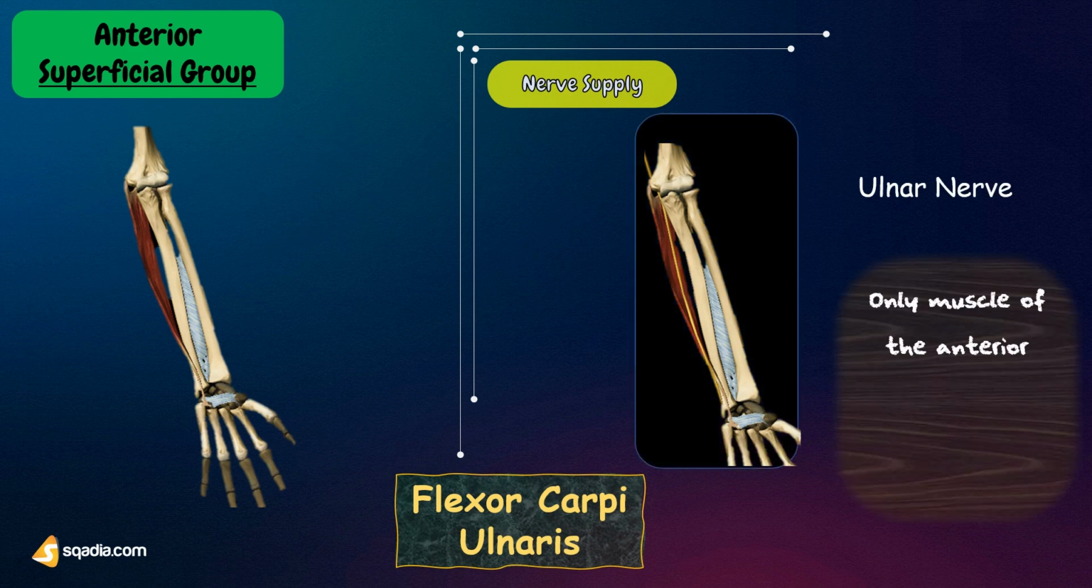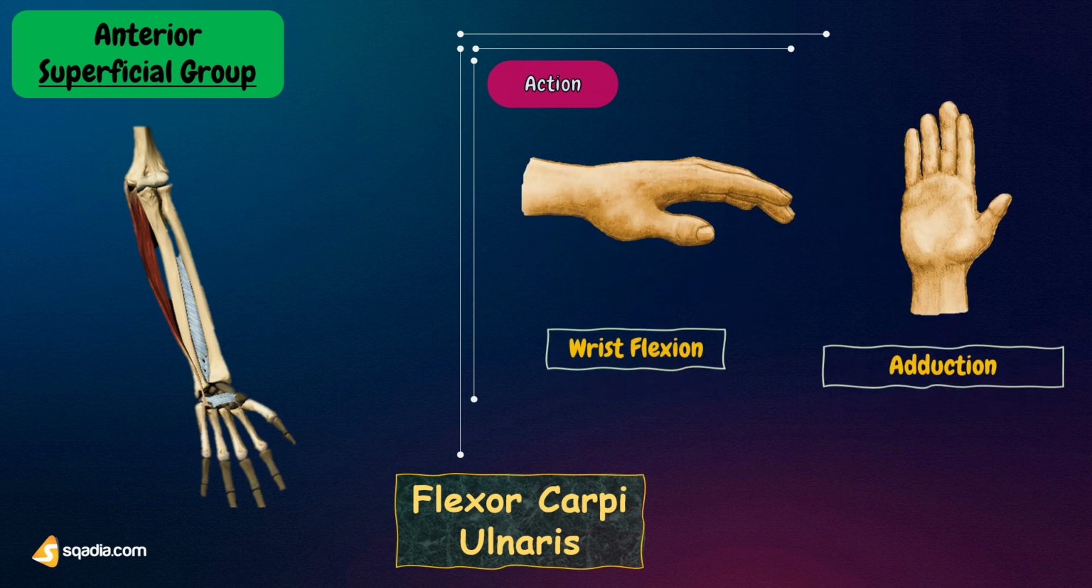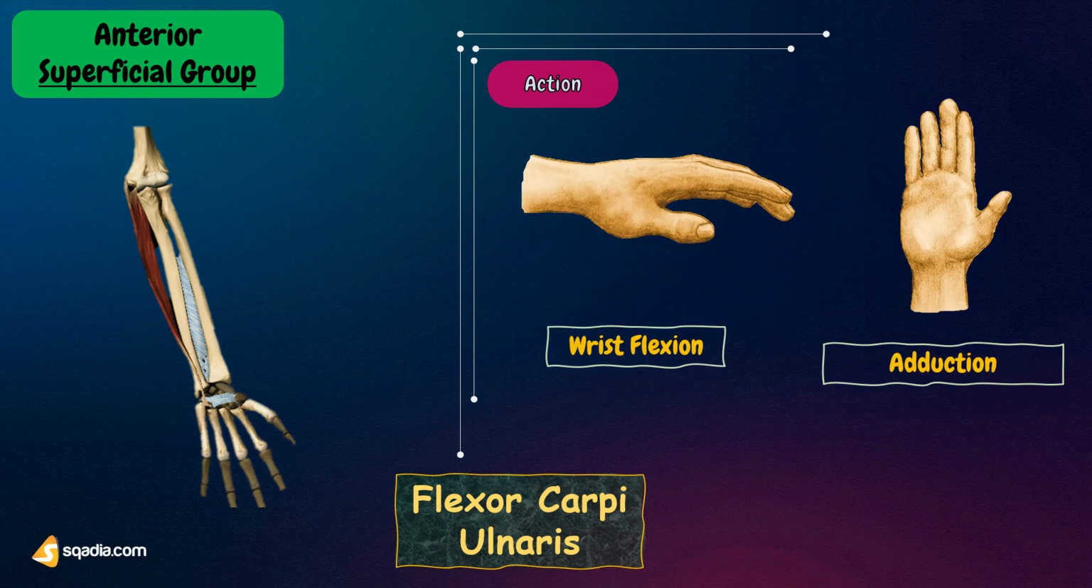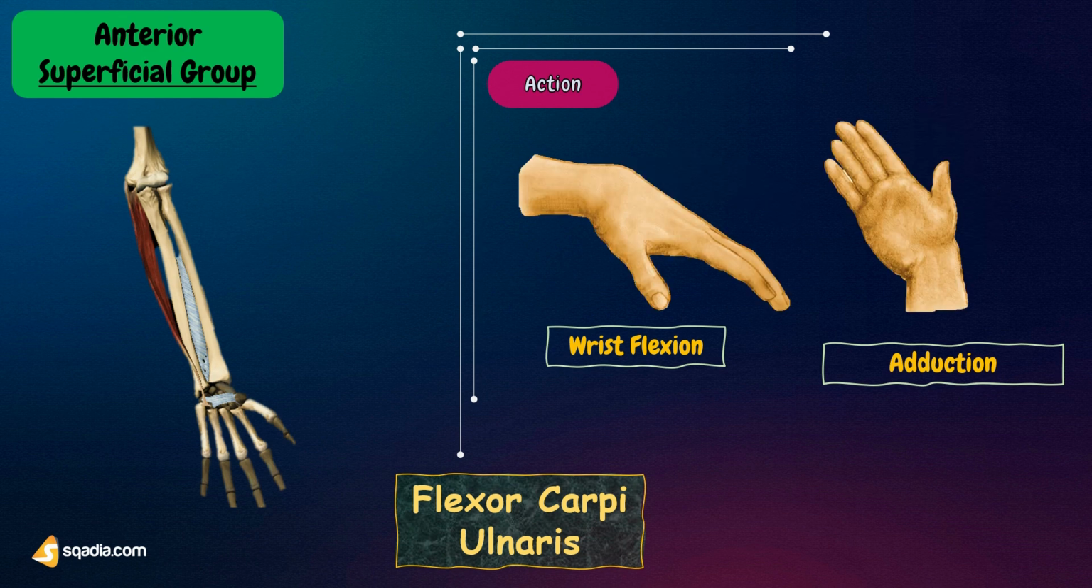It is the only muscle of the anterior compartment that is not supplied by the median nerve. Instead, the ulnar nerve innervates this muscle. Its action is like the flexor carpi radialis. It flexes the wrist joint and adducts the hand at the wrist joint, also called ulnar deviation of the hand.